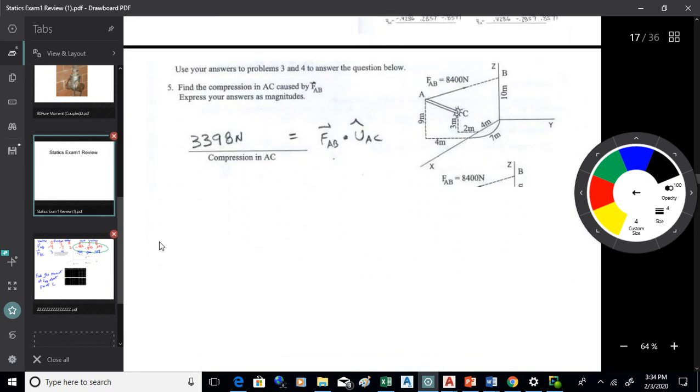All right, so number 5 there was find the compression in AC caused by FAB. So what's the operation you would do to find the compression in AC? So dot, right? Okay. You have to apply the dot product. You've already found the vectors, so you just go ahead and do the dot, okay?